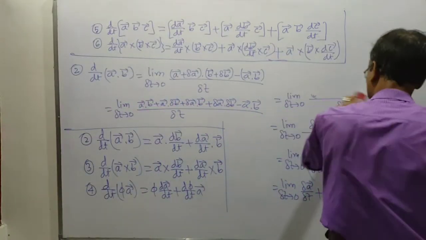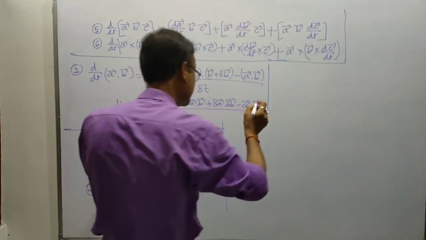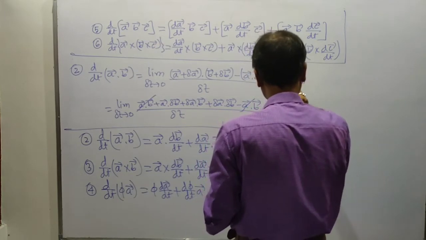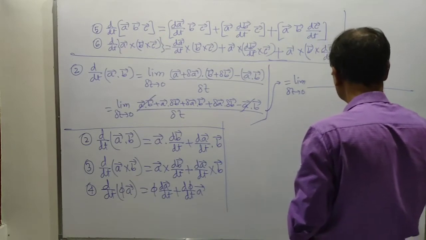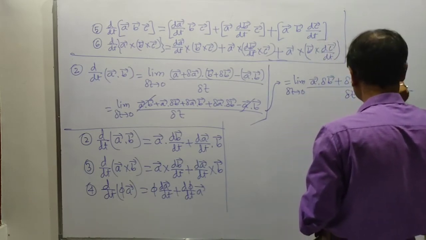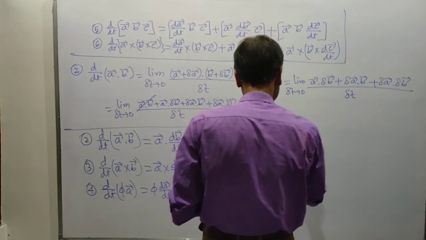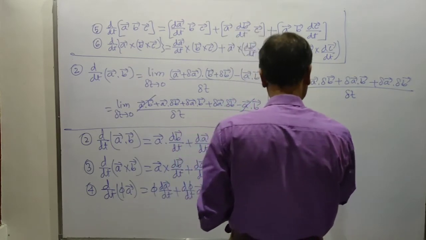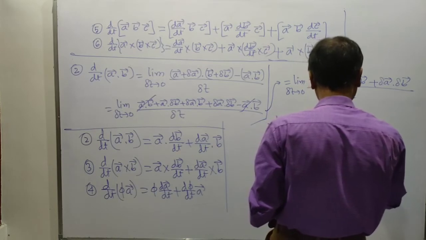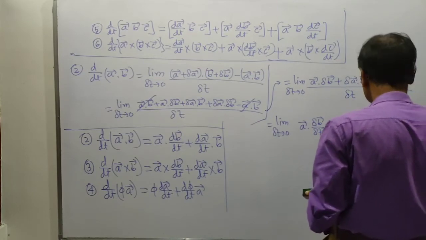Right. Just let me remove this one. Now, from this state, these two will be cancelled. This is equal to the limit as delta t tends to 0 of 1 by delta t times A dot delta B vector plus delta A vector dot B vector plus delta A vector dot delta B vector. This is equal to the limit of A vector dot delta B vector by delta t plus delta A vector by delta t dot B vector plus delta A vector by delta t dot delta B vector. You may write like this.